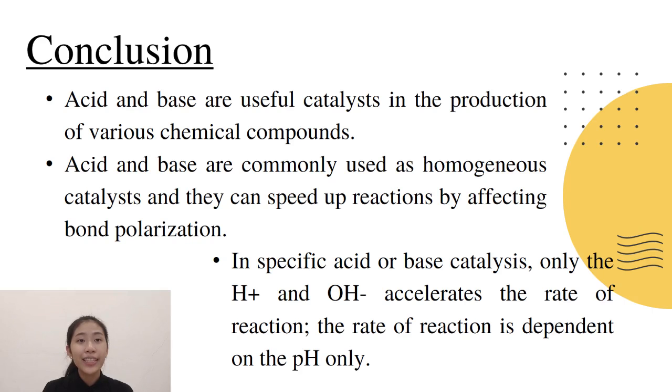In conclusion, acid and base are useful catalysts in the production of various chemical compounds. Acid and base are commonly used as homogeneous catalysts and they can speed up reactions by affecting bond polarization. In specific acid or base catalysis, only H+ or OH- accelerates the rate of reaction, which is dependent on the pH only.